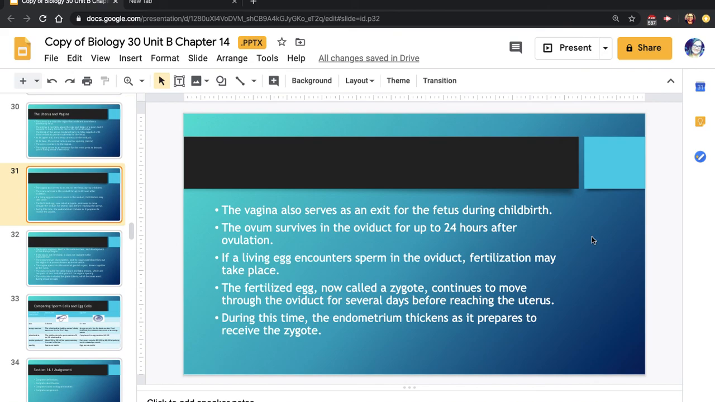The ovum survives in the oviduct for up to 24 hours after ovulation. If a living egg encounters a sperm in the oviduct, fertilization may take place.